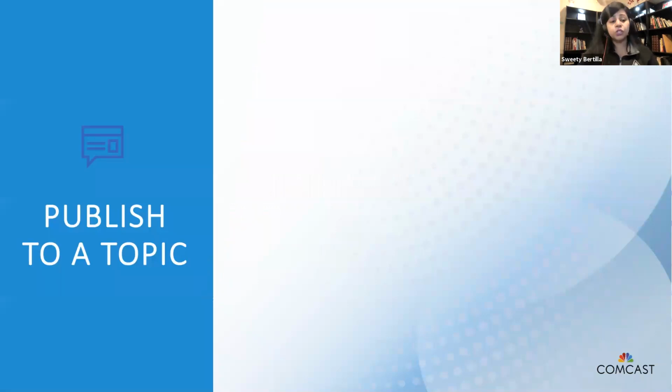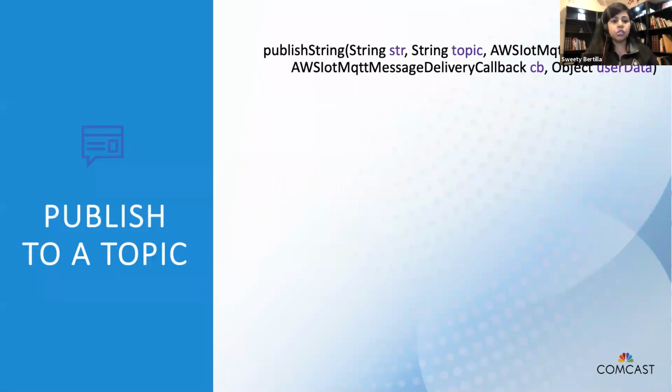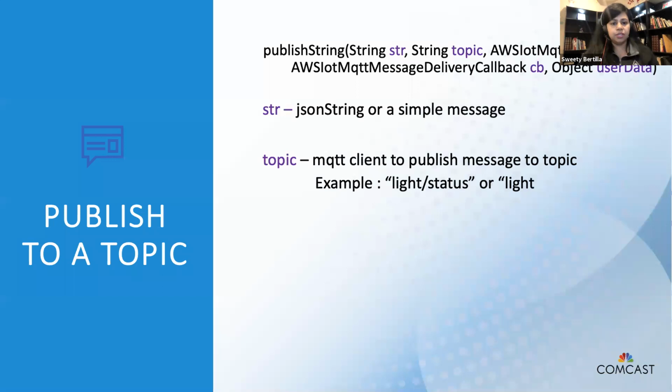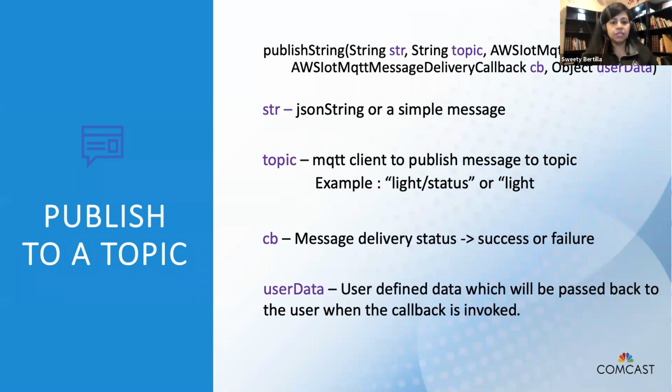Now let's look at publish to a topic. For publish to a topic, you call the method called publish string, passing the string. The string depends on what type of policy is being set. It could be a JSON string, or it could be just a simple string. And the topic, again, is the same topic we were discussing that you're subscribed to or you want to publish to. And you set the quality of service, and you also have a delivery callback and the user data. The delivery callback will give you whether it's a success or failure. And user data will be passed based on what you have invoked.